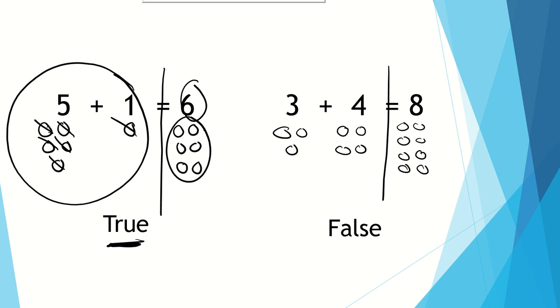So let's take a look at this one. We have 1, 2, 3, 4, 5, 6, 7. So this side equals 7, and this side equals 1, 2, 3, 4, 5, 6, 7, and 8. So this is actually a false statement because it is not true, and it is something that we can prove is not true because 7 does not equal the number 8. So let's try our first one right here.